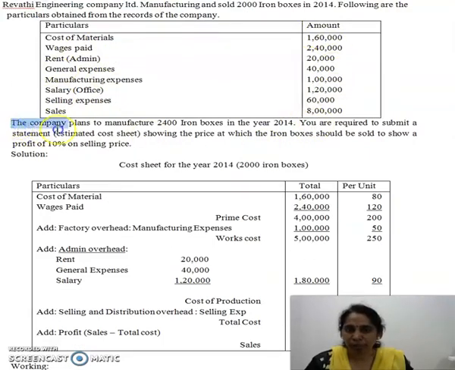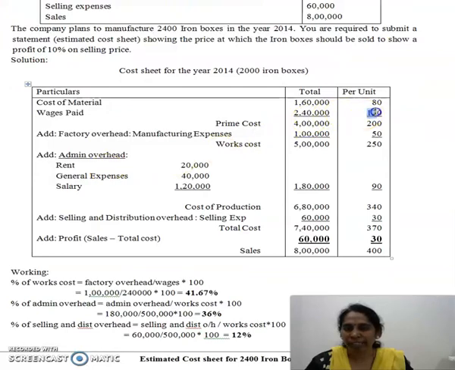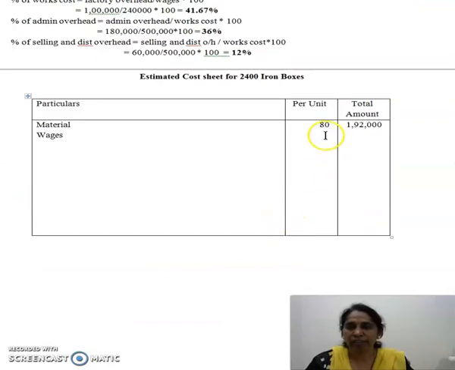See, this is the information for 2014. Nothing is given. So what we are going to do? We are going to take this as base. Last year, that means last time, the wages paid per unit is 120. Same thing here we are going to take. So per unit cost of wages is 120, and now you are going to calculate for 2400. So 120 into 2400, how much is it coming? It's coming 2,88,000. And there is no direct expenses.